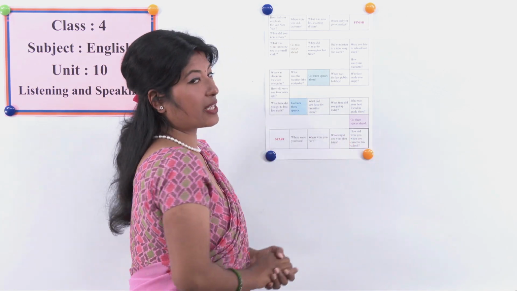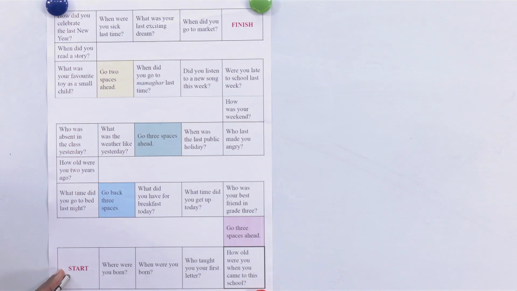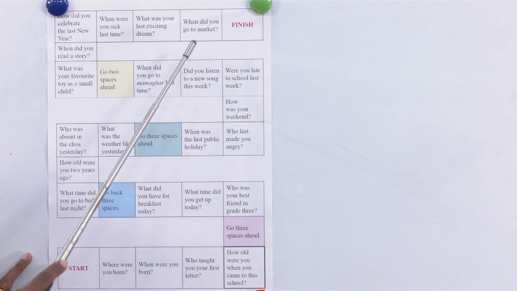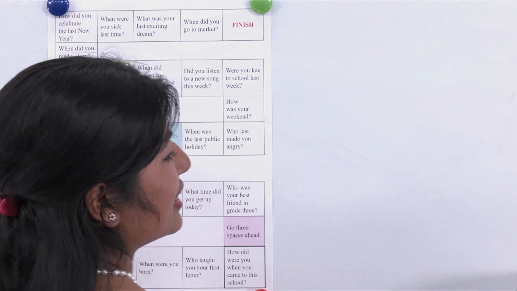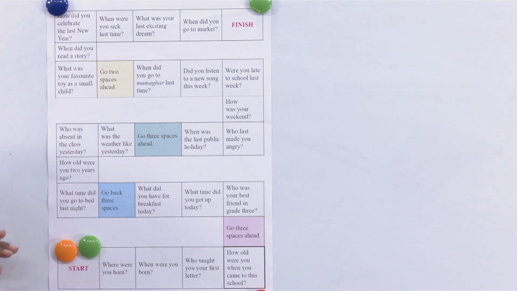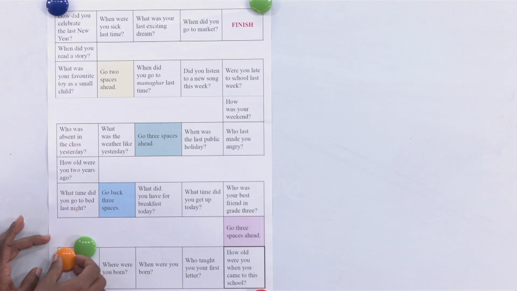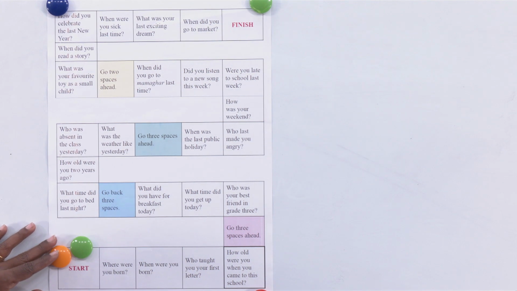Let me explain how we play this game. This is just like a Ludo. We have a start over here and then questions. In each box we can see different questions in past tense. We roll the dice, and with a display of one on the dice, we start the game. You can play this game in pairs. Let's take two colors, just like in Ludo. So two people will be playing and then we roll the dice.